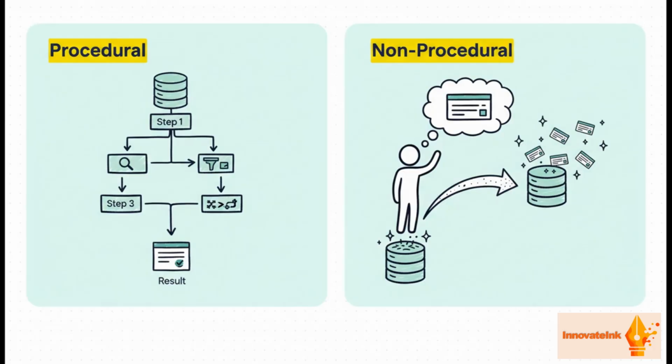And when it comes to asking for that data, there are really two big picture ways to think about it. The first one is procedural. This is where you give the database a very specific step-by-step set of instructions. Then you've got the non-procedural way, where you don't care about the steps. You just describe what you want the final answer to look like and let the database figure it out.